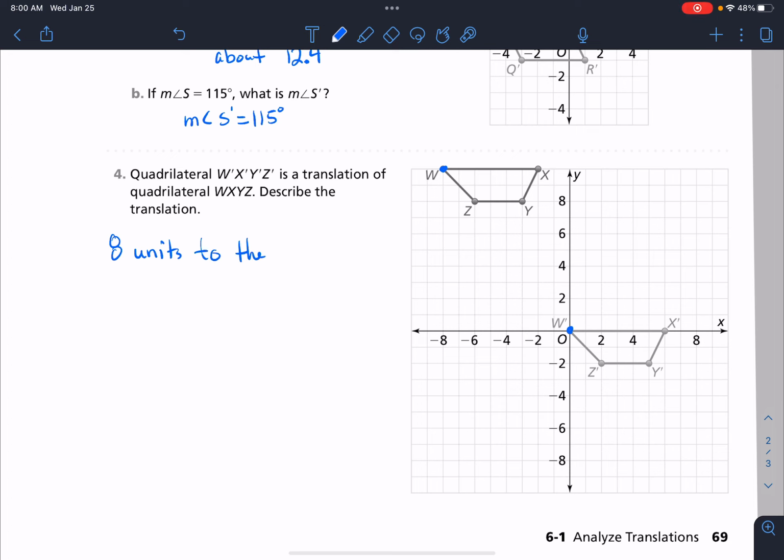to the right. And then we need to figure out, after we go 8 units to the right, how far do we go down? So that's 1, 2, 3, 4, 5, 6, 7, 8, 9, 10. And we go 10 units down. And there you go. There's the translation. 8 units to the right, 10 units down. And it's a done deal.